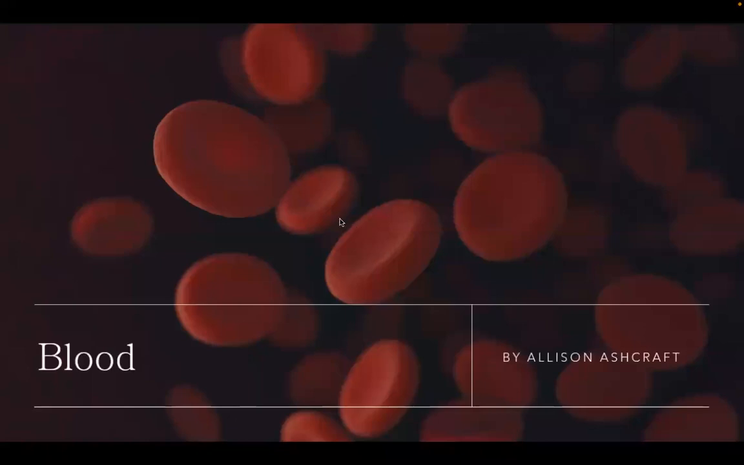As we go through this topic, keep this image in your mind. These are red blood cells, also known as erythrocytes, and we will be discussing their physical shape and anatomy later on.